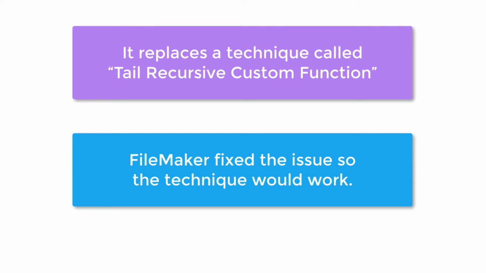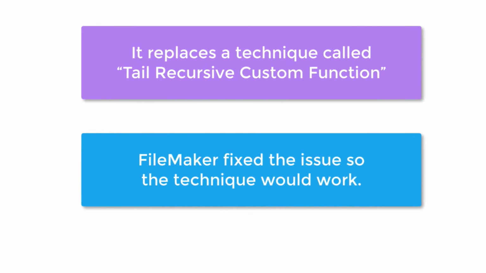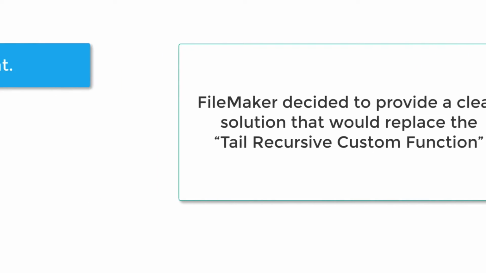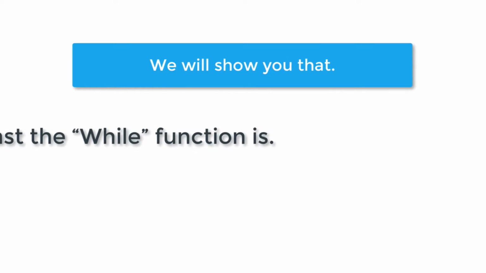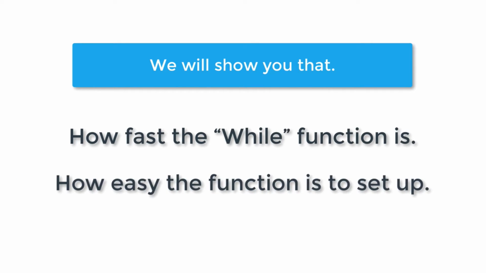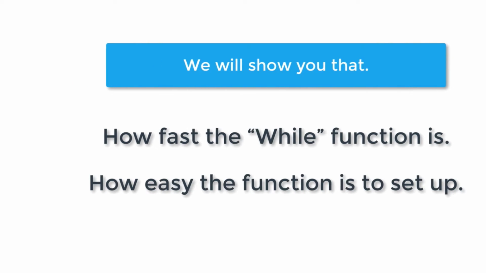This tail recursive capability became more and more used, but it was still stressing FileMaker a lot. So FileMaker decided to embrace the technique that many developers were using and provide a clean answer to the problem. And then they came with this While function. I'm going to show you in this video how fast this is compared to a script and how easy it is to build a function like that. And after that video, you'll be a master of the While function.